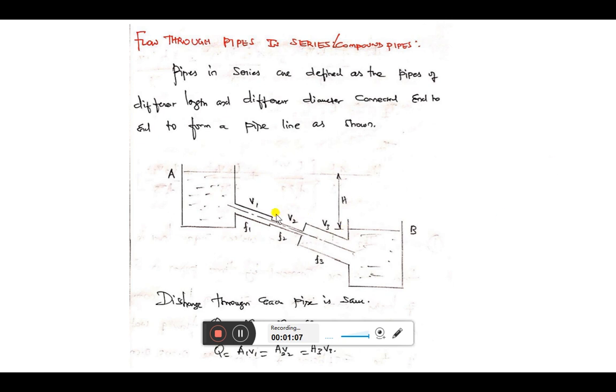So we have pipe 1, pipe 2, pipe 3 of lengths L1, L2, L3, and diameters D1, D2, D3, and the corresponding friction factors F1, F2, F3 as shown here. So Q1 equals Q2 equals Q3, because the pipes are connected in series, so the discharge will be constant. So Q equals A1 V1 equals A2 V2 equals A3 V3.